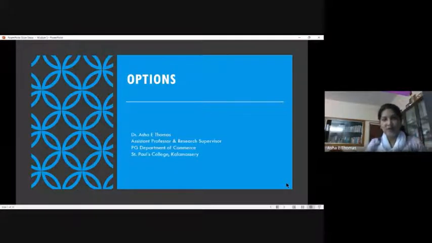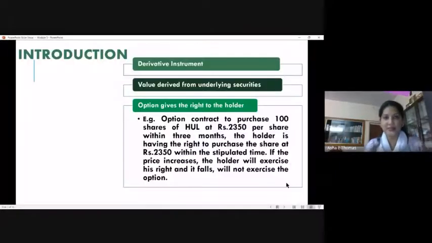With this note, in today's class, we are going to discuss options, and in this 1 hour, we would be covering options and types of options, the primary features, the terminologies commonly used in option contracts, as well as the difference between futures and options. Okay, so we'll start slowly.